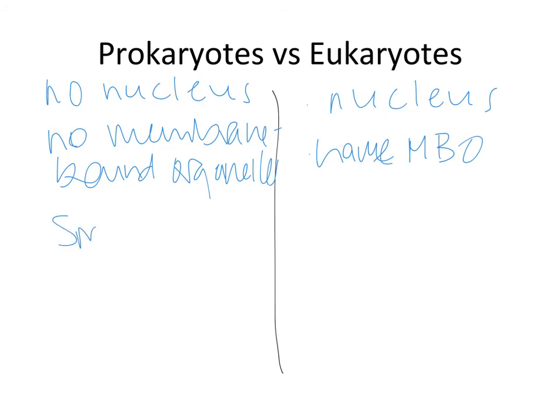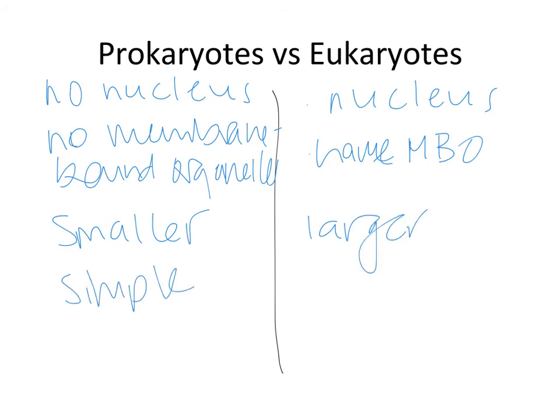Prokaryotes are also smaller than eukaryotes. They're more simple, whereas eukaryotes are going to be complex. But remember, both types of cells have cell membranes. They're going to have cytoplasm, and they're going to have nucleic acid or information, some kind of DNA in them in some way, shape, or form.